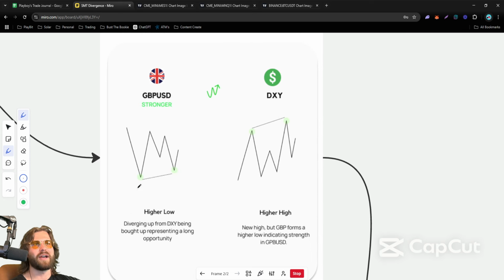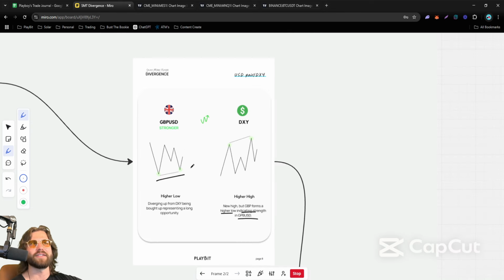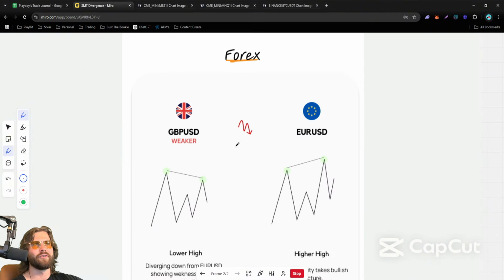If we have the pound successfully holding its lows, which means it's currently bullish, and the DXY taking its highs, obviously, if a new high on GBP is formed, we have a higher low indicating strength in this asset. So we know where the strength is in that asset. And we have a few more to go through.